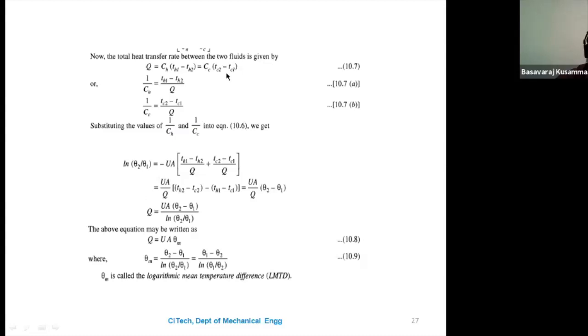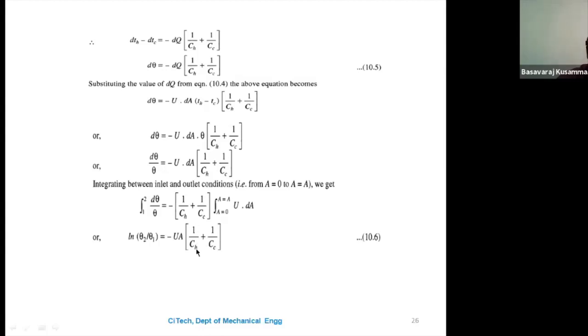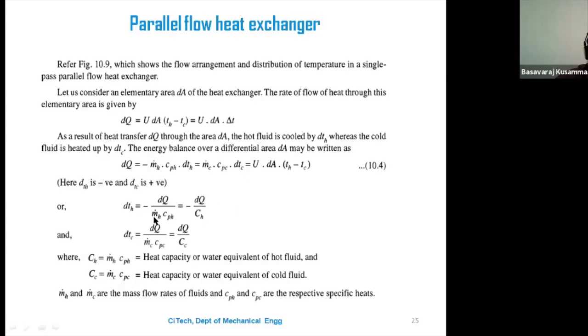That one is understood. But how do we calculate 1 upon CH? We have to substitute the 1 upon CH value and the 1 upon CC value here. Come to the first equation: DTH is equal to DQ divided by CH. So 1 upon CH is equal to DTH divided by Q.